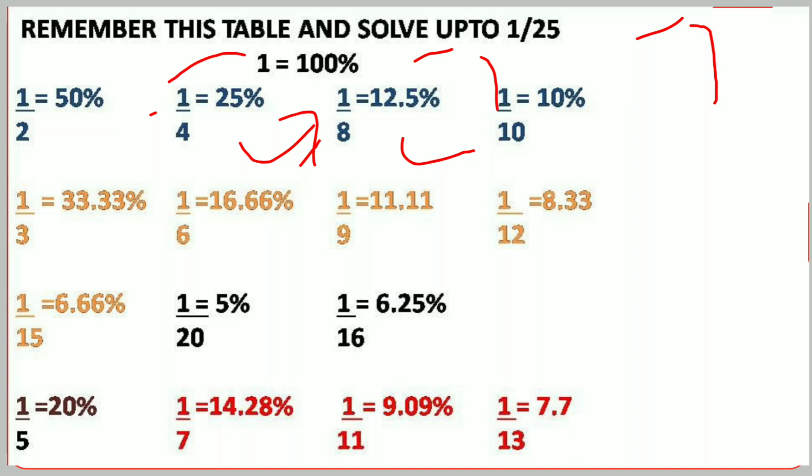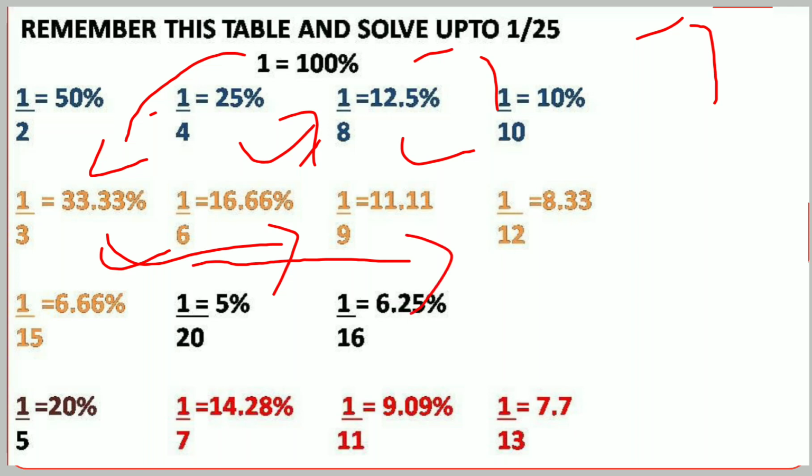And similarly, if we divide 1 by 3, we get 1 by 3 is equal to 33.33%. And on dividing 1 by 3 by 2, we get 1 by 6 is equal to 16.66%. And on dividing 1 by 3 again by 3, we get 1 by 9 is equal to 11.11%. And on dividing 1 by 3 by 4, we get 1 by 12 is equal to 8.33%. Similarly, 1 by 15 is equal to 6.66%. And on dividing 1 by 10 by 2, we get 1 by 20 is equal to 5%.